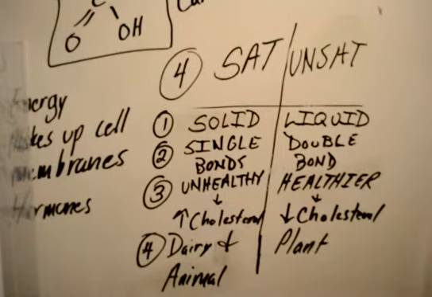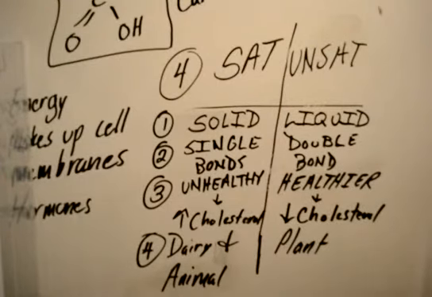So again, if we think about one side of the spectrum in terms of saturated fats, it's really easy to figure out what that other side is going to be because it's simply the exact opposite. So if you have saturated fats, they're going to be solid, single bonds, unhealthy, and they're going to come from dairy and animal products. So as long as you know one side, you can pretty much figure out the other.